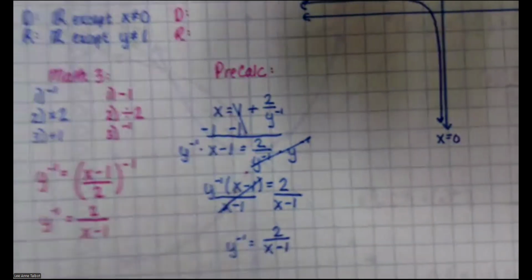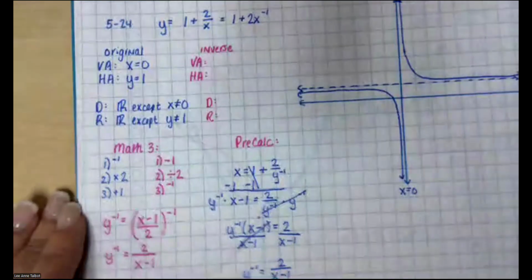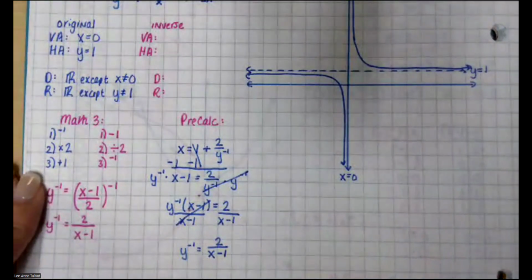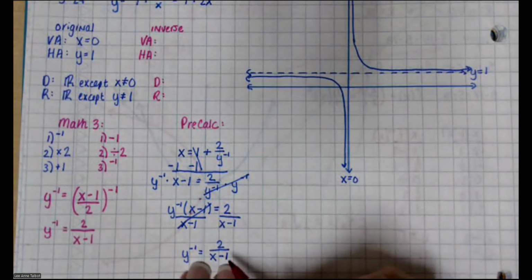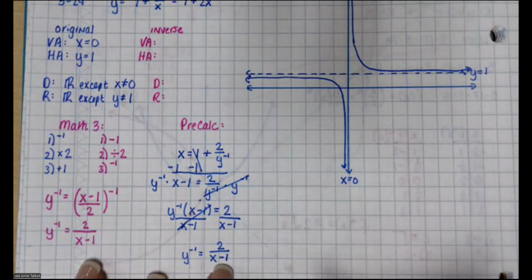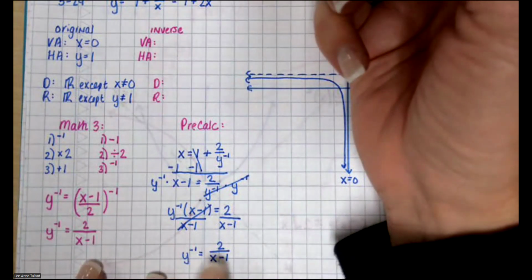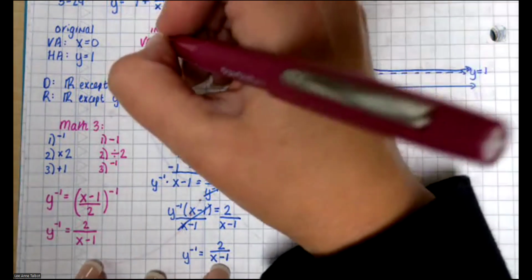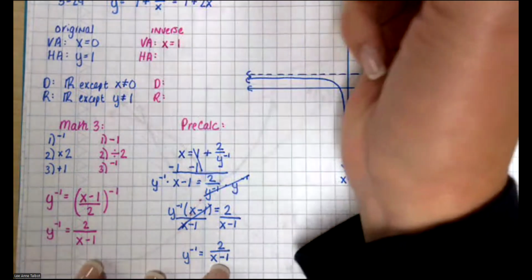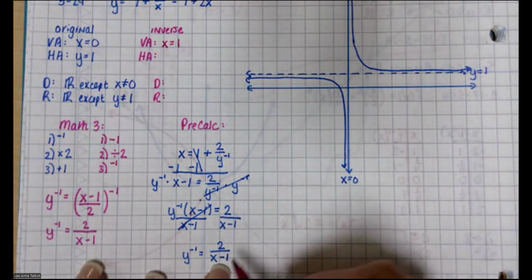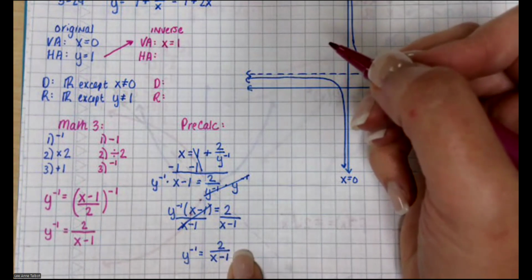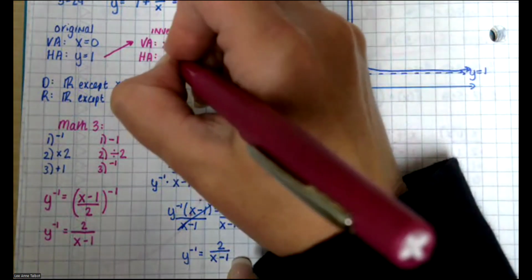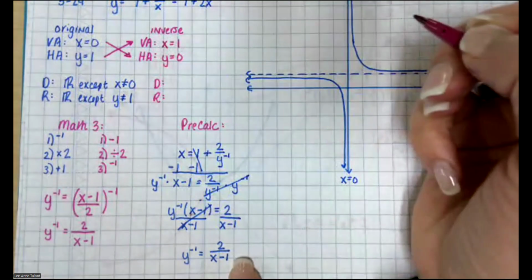Okay, so now let's go back up here and make sure that our horizontal, vertical asymptote, domain, and range make sense. Taking a look at our equation, they're both the same. What is the vertical asymptote? X equals 1. Just the flip. Yep. So this guy comes up here. What's the horizontal asymptote? Whatever's off the end. 0. Flip.